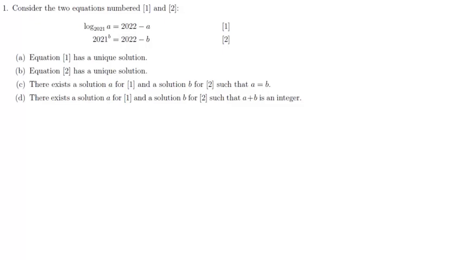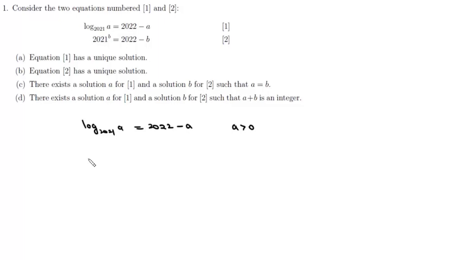Today we'll discuss CMI's 2021 paper, and the first question is, we are given two equations and we have to find the number of solutions of these two equations. Now the first equation is log a base 2021 equals 2022 minus a. Now clearly a is greater than 0.